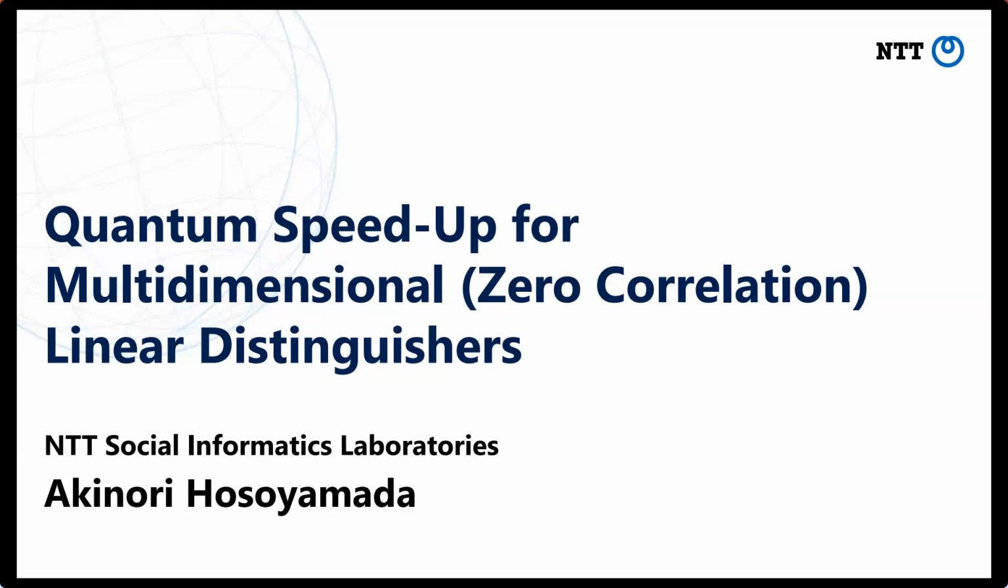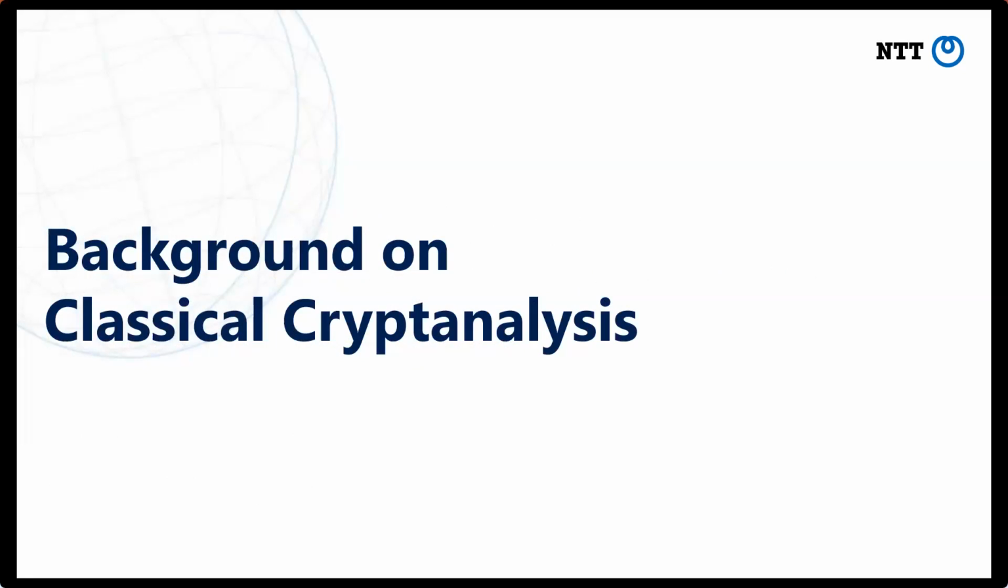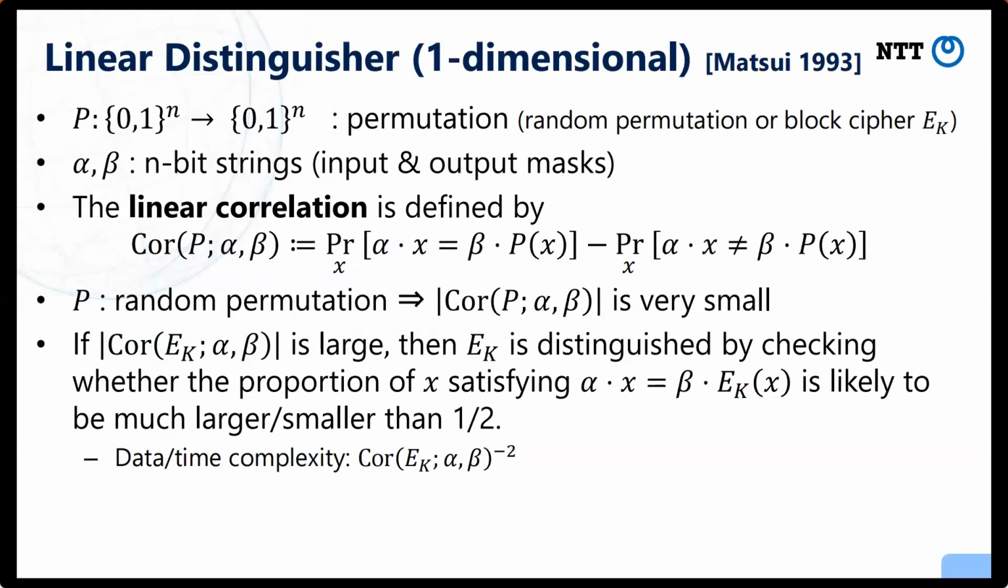Thank you for the introduction. I'm Akinori Hosoyamada, and this is a paper about how to achieve quantum speedup for multidimensional zero correlation linear distinguishers. First of all, I'd like to explain some background from classical cryptanalysis. I'd like to review one-dimensional linear distinguishers. Suppose P is a random permutation for some block size n, and let alpha and beta be some n-bit strings. I mean, these are some input and output linear masks. Then the linear correlation is defined by this equation.